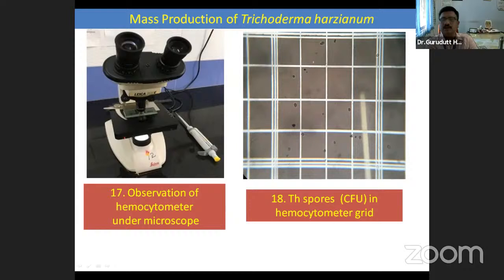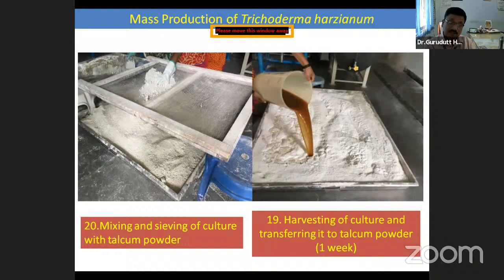In the beginning, in a fresh culture, we find 20 to 60 spores in total across these squares. That is the indication that spores are there and there is no contamination. Then we go with the harvesting of the culture and transferring it to the talcum powder.